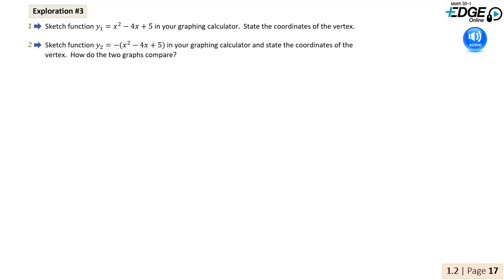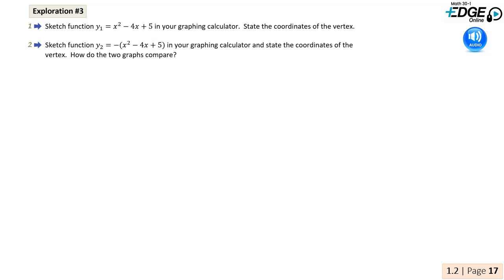This next exploration will ask us to work with the function y equals x squared minus 4x plus 5. We can tell from the x squared term that this is a quadratic function represented by a parabola. And what we're trying to show here is that in the second case, when we give y2, which is equal to negative bracketed x squared minus 4x plus 5, we have effectively multiplied the entire right side by -1.